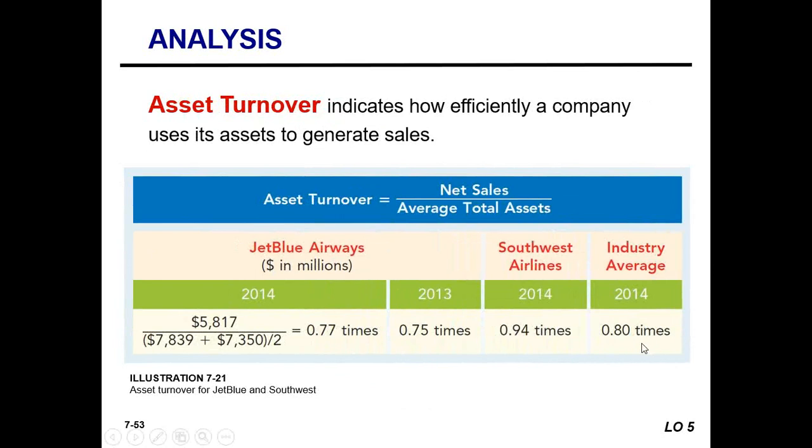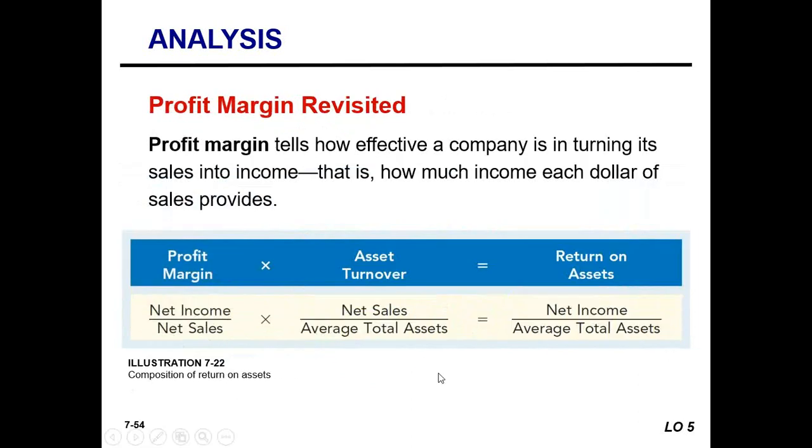Our industry average is 0.80. JetBlue and Southwest are close. Southwest's average looks pretty good. JetBlue seems to be doing a little bit better in 14 than they did in 13. Again, these are simply numbers unless you know the underlying story.